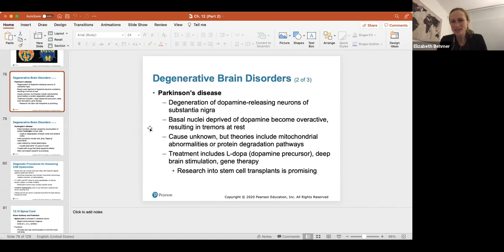Parkinson's disease, the cause is a little bit unknown, but we have degeneration of dopamine-releasing neurons.